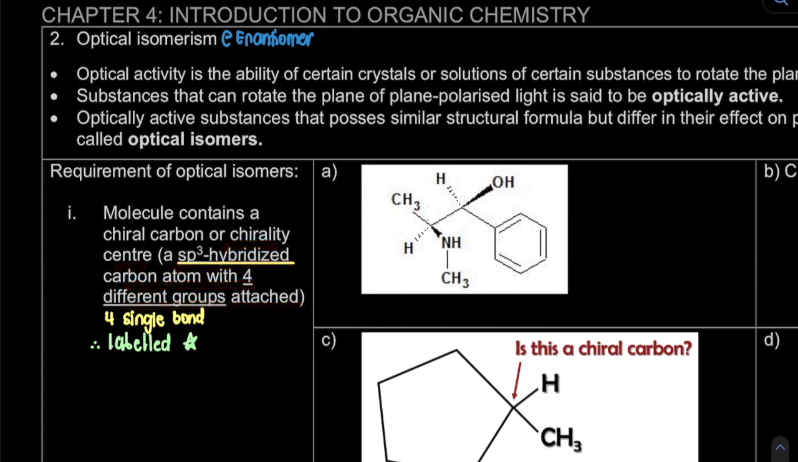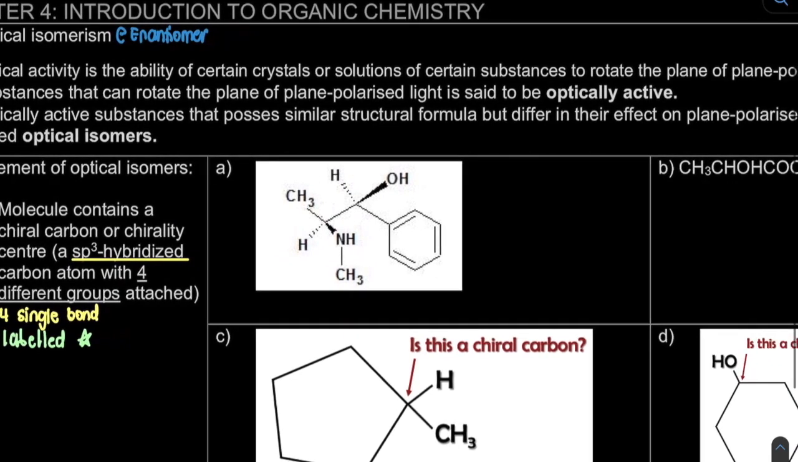So again, the other name for it is chiral carbon. Simple to remember: it must have 4 single bonds and each of the bonds must have a different atom. And then for the chiral carbon, we must label it with an asterisk. We're going to label it as a star. Okay, so for example A, let's do it together. This one is already drawn in a 3D arrangement.